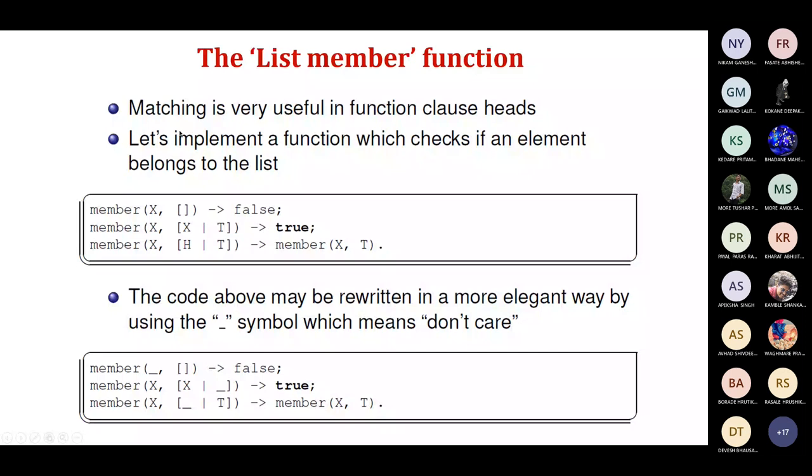Now the list member function. This matching is very useful in function clause heads, when we are using heads or tails. In the previous example we tried to use heads. So let's implement a function which checks if an element belongs to the list. I want you to go through these 3 lines of code. You are implementing a function, which we are calling member, that checks if an element belongs to the list. Just see and try to understand whether you understand these 3 clauses written here.